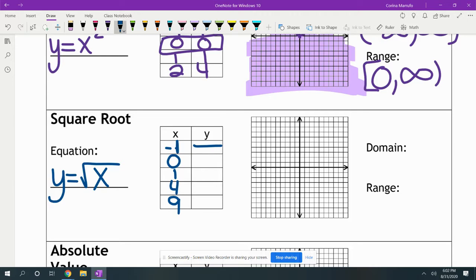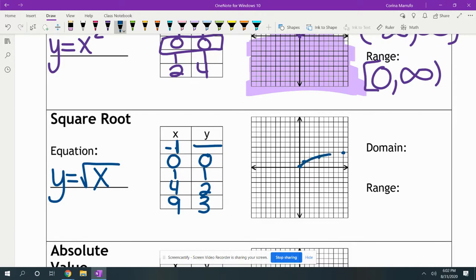Now you can take the square root of 0, which gives you 0. The square root of 1 gives you 1. The square root of 4 gives you 2. And the square root of 9 gives you 3. So if we were to graph this, the points would be (0, 0), (1, 1), (4, 2), and (9, 3).